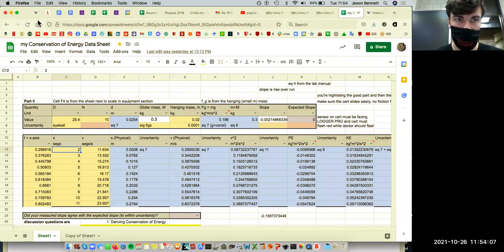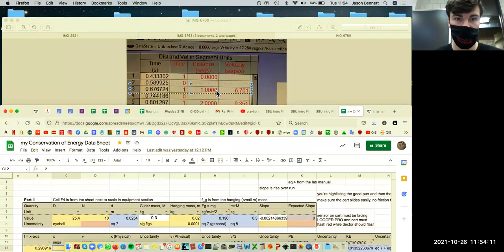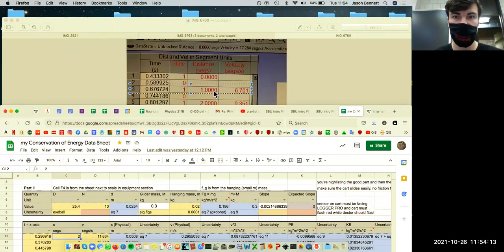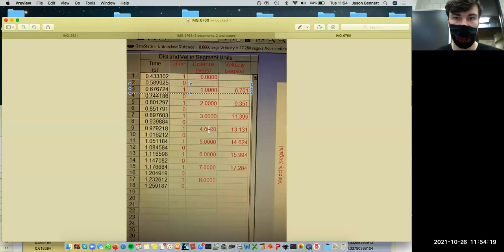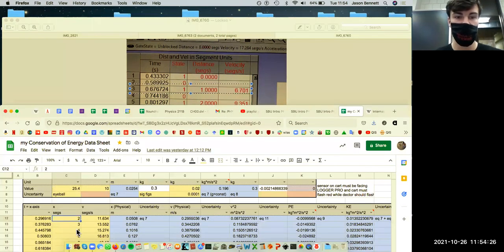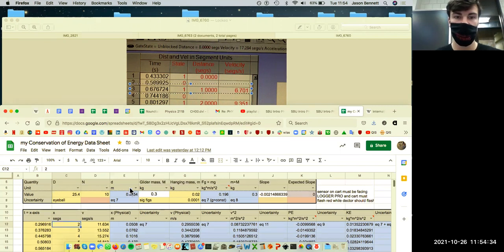So you put in your time, your distance. The distance doesn't matter. You can just label it whatever you want. If you notice 1, 2, 3, it's just the number of segments that's gone by. All that matters is that it's consecutive. So 2, 3, 4, 5, 1, 2, 3, 4, 5, it doesn't matter. And then velocity is in segments per second. And so we convert it to meters per second by using our little conversion. So all this stuff goes in here.